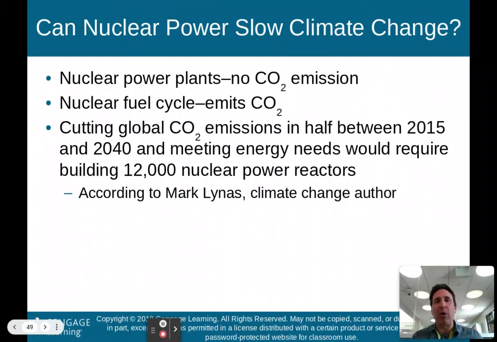However, can nuclear power slow climate change? Well, nuclear power plants have no carbon dioxide emissions, and the nuclear fuel cycle does emit some carbon dioxide in the making of the fuel, in the entire cycle, but 1/6 that of coal, so much less. Cutting global carbon dioxide emissions in half between 2015 and 2040 and meeting energy needs would require building 12,000 nuclear power reactors. This is according to Mark Lynas, who's a climate change author. The moral of the story here: that's not possible.